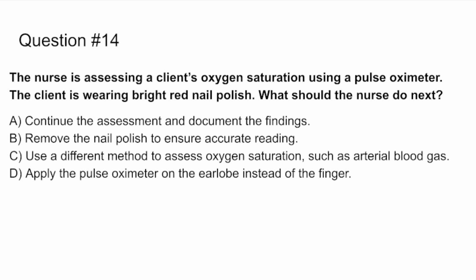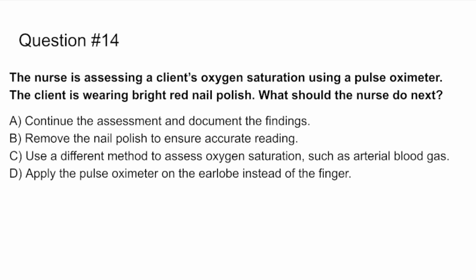So the answer is not going to be D because we don't get the O2 by putting the pulse oximeter on the lobe. We do it by putting it on the finger. So make sure you review how to take each and every vital sign. C. Use a different method to assess oxygen saturation, such as arterial blood gas. As a nurse, some hospitals may require you to be certified to do this, or they'll actually have a team to do arterial blood gas. So this isn't really in the scope of practice for the nurse.